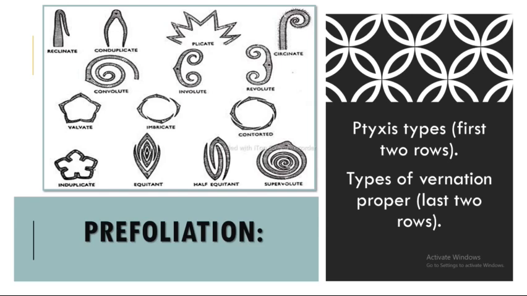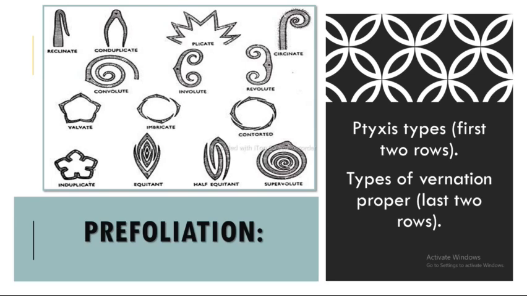So in first row, you can see that the first type is the reclinate ptyxis. In case of reclinate ptyxis, the upper half of the leaf plate is bent upon the lower half, as in the loquat, as shown in this figure. So this condition is known as the reclinate ptyxis. Ptyxis is usually considered as the rolling or folding of individual leaves.